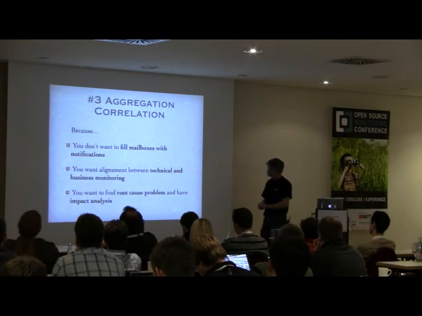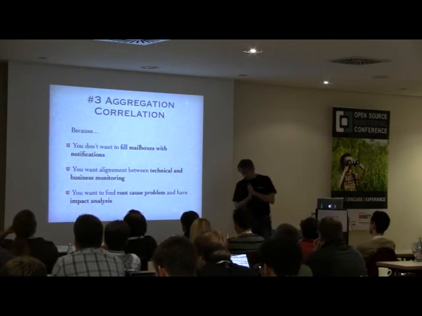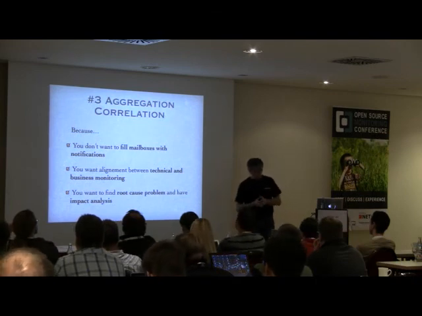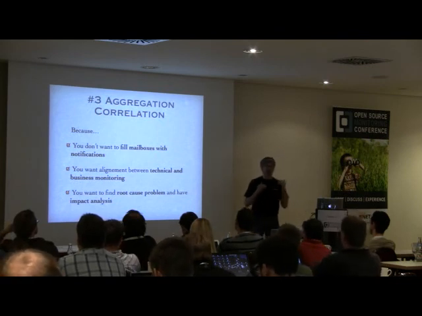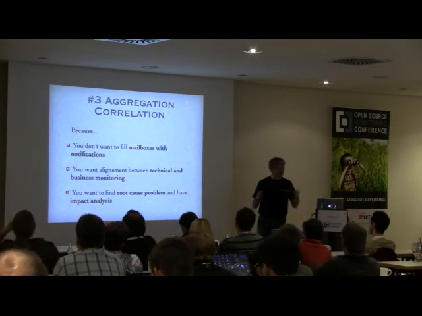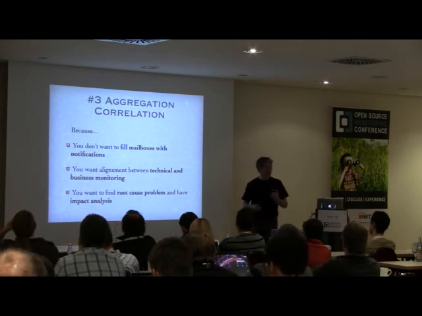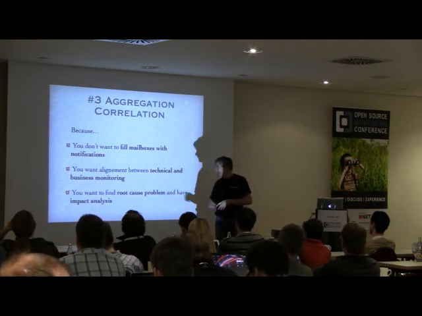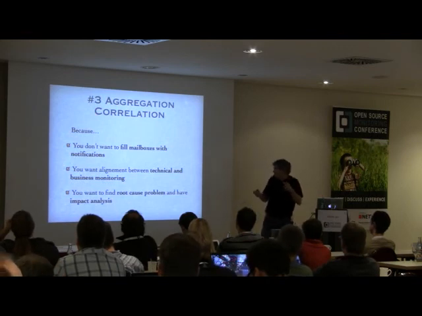Third prediction: aggregation and correlation. Why may you need that in the next decade? First one, you don't want to fill mailboxes with notifications. When you have big trouble, a big storm on your network, you can really fill mailboxes with notifications. You don't want that. You want alignment between technical and business monitoring.